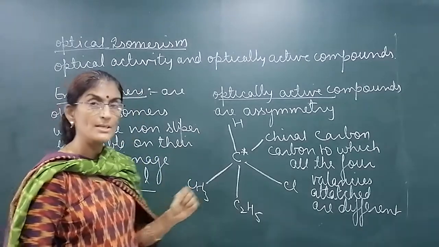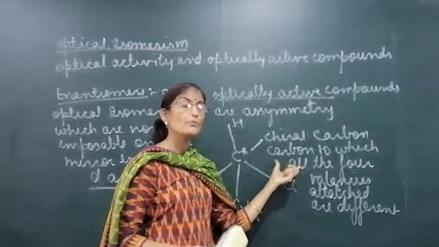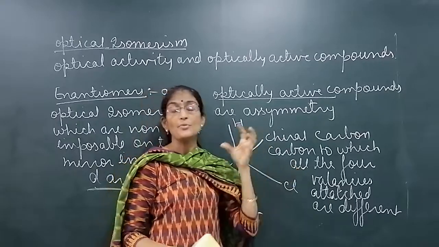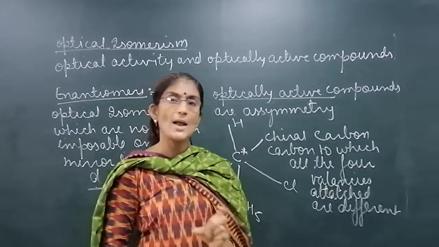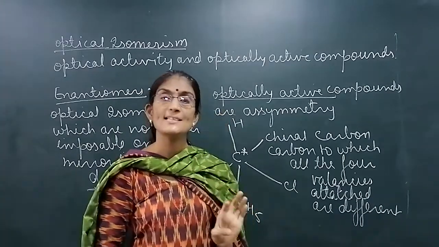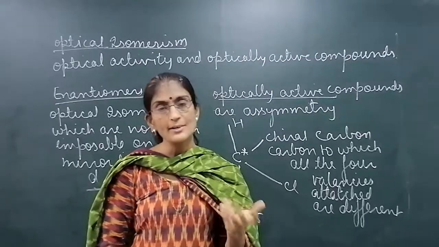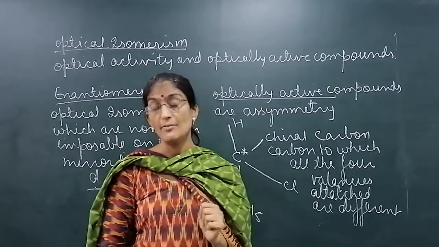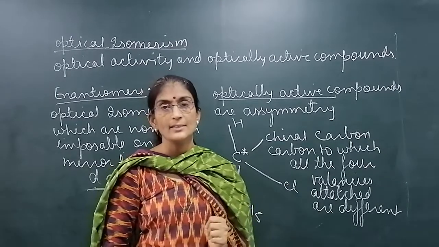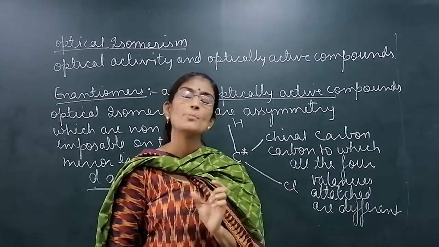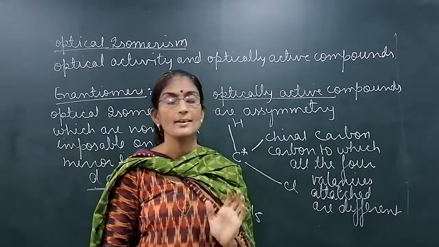And what is a chiral carbon? The carbon to which all the 4 valencies attached are different. So if in a compound there is one carbon to which all the 4 valencies are different, we can say that it is a chiral carbon and it shows optical activity. But every time this will not happen. The basic criterion for finding optical activity is asymmetry.